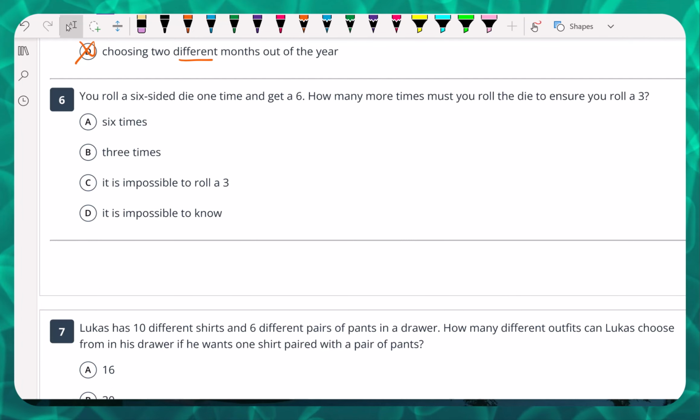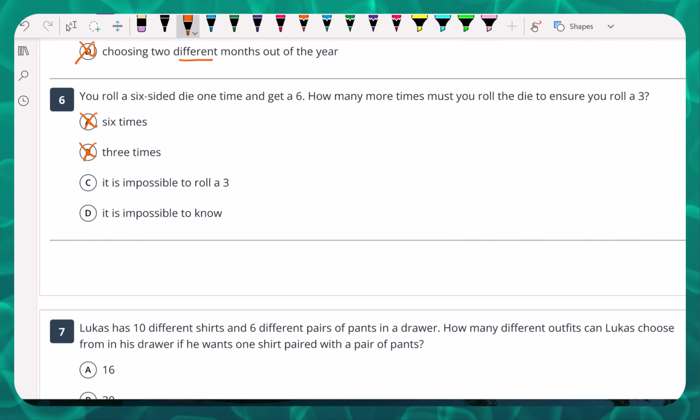Okay, question 6 is very much an independent kind of issue. It says you roll a 6-sided die 1 time. You roll it 1 time, you get a 6. How many more times must you roll the die to ensure that you roll a 3? Are you ever guaranteed to roll anything on a die? You are not. So there is no way that you can predict exactly how many times that you need. So it is absolutely impossible to know. And this one doesn't make sense because it is totally possible for you to roll a 3. You just don't know how many times it's going to take to make that happen.